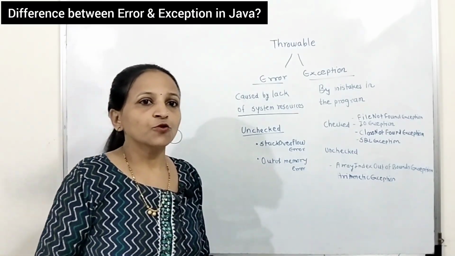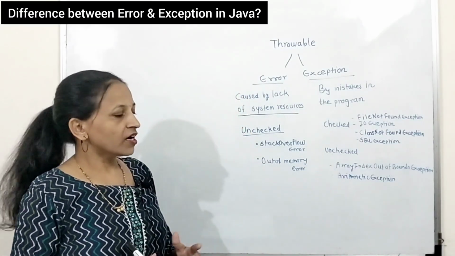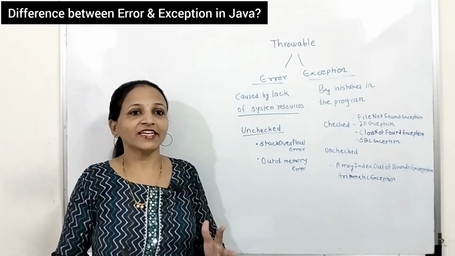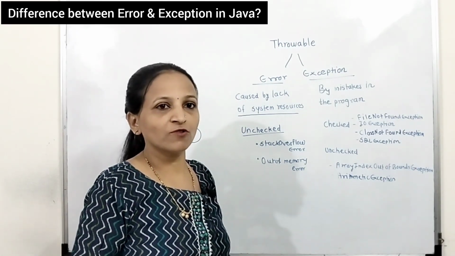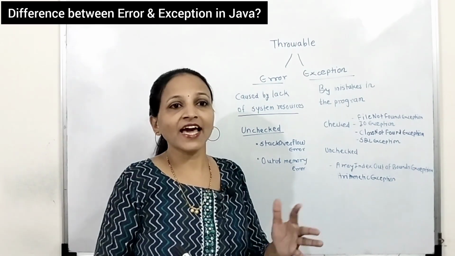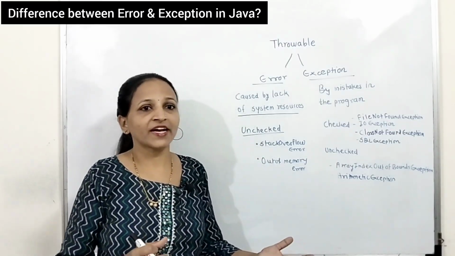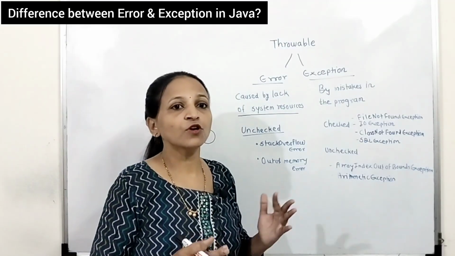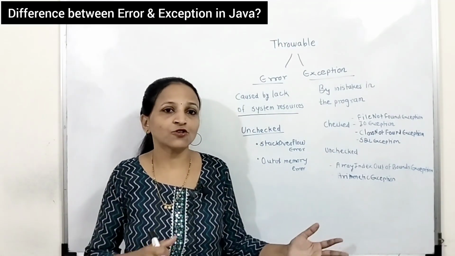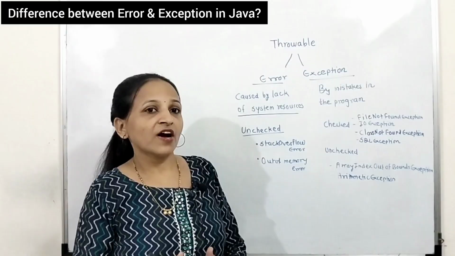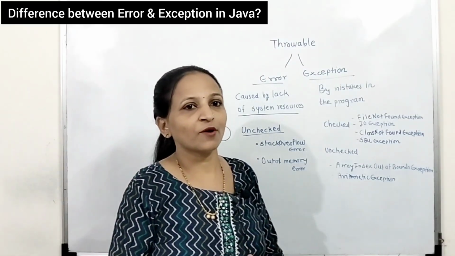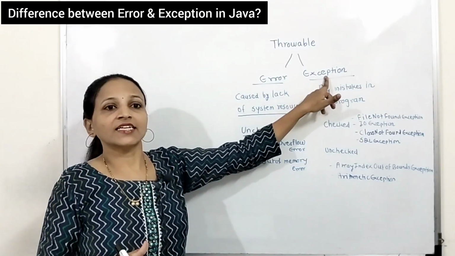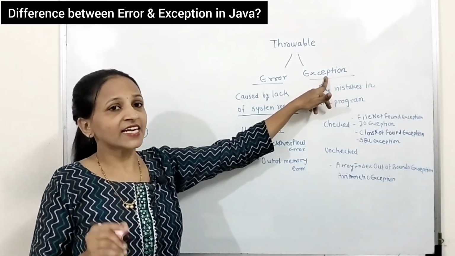Again, you may get ClassNotFoundException. Then ArithmeticException. For example, suppose you are trying to divide a number by 0, then you will get an ArithmeticException. Then ArrayIndexOutOfBoundsException. Suppose you are trying to fetch an array element which is out of bounds of that array. Array index starts with 0 and ends with size minus 1. If you try to access any element whose index is less than 0 or greater than array size minus 1, then you may get an ArrayIndexOutOfBoundsException. All these exceptions come under the exception category, which again occurs at runtime.